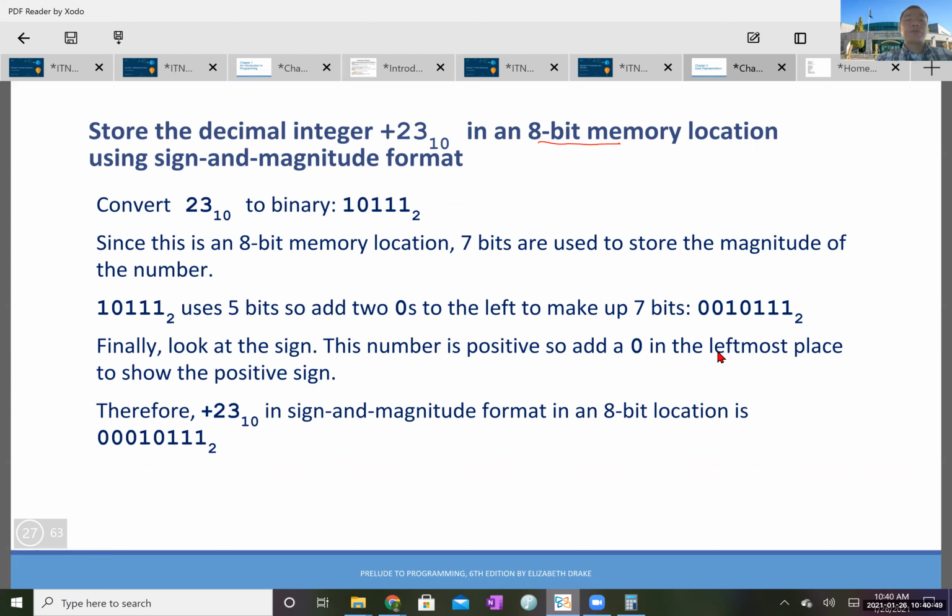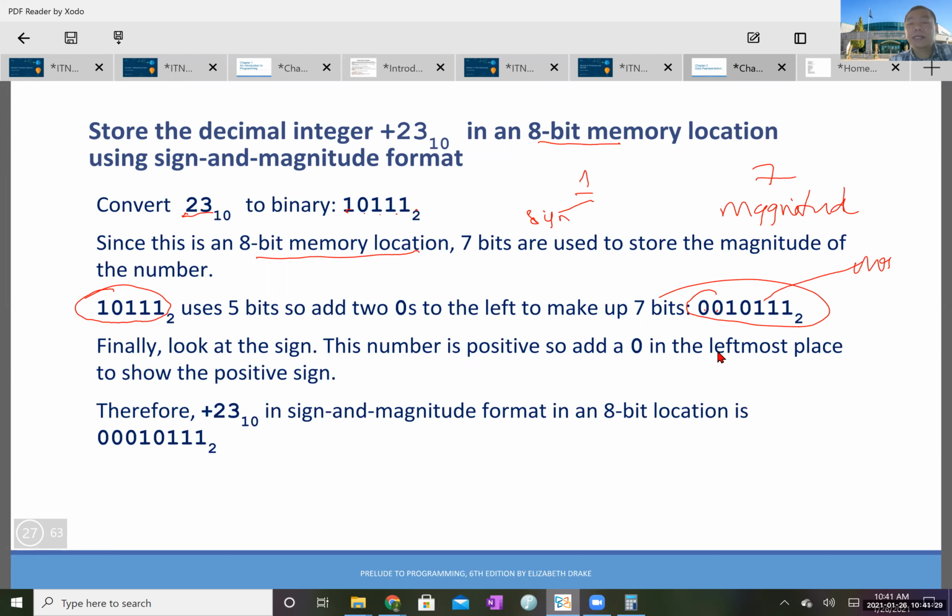So when you convert 23 to binary, you have 1 0 1 1 1, right? This is 8-bit memory. That means you have 1 bit for the sign and 7 bits for the magnitude. When you convert 23, it only has 5 bits, right? So in order to make up the 7 bits of magnitude, you have to add 2 more 0s to the left here. This is the magnitude.